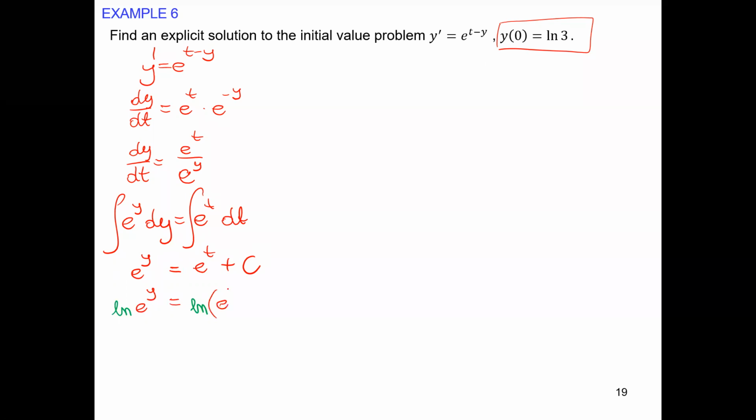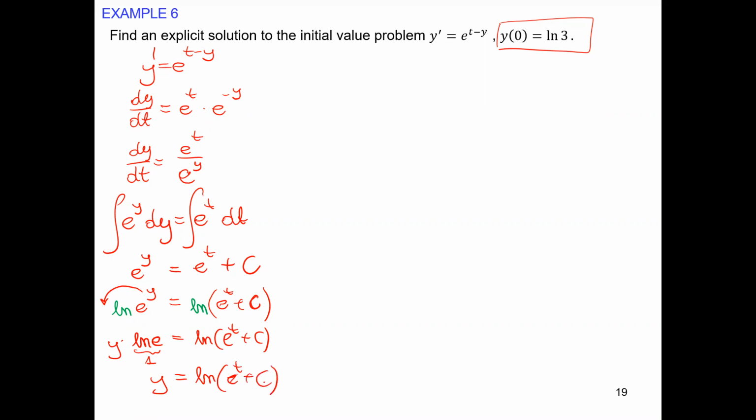Left-hand side and the entire right-hand side. Now we can see we're keeping that constant because that's different. Now we know that the y can travel in front as soon as we have a logarithm. We can keep this, and ln of e is basically 1. So y equals the natural log of e to the t plus the constant c, and we will keep the function like it is. Okay, so this is the general solution.